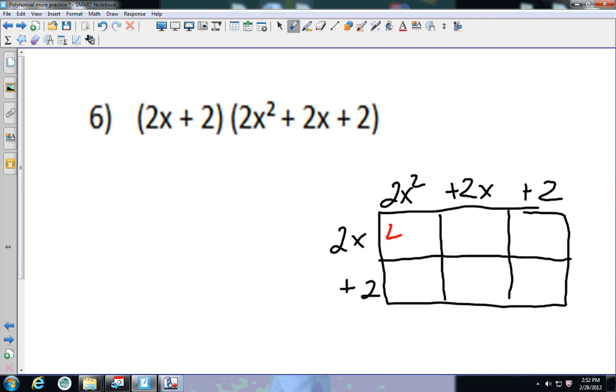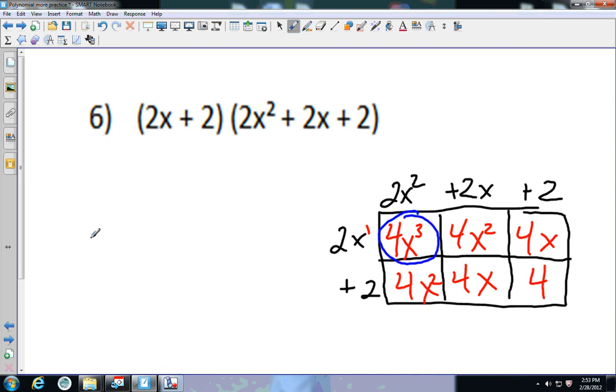2 times 2, 4x to the third. 2x times 2x is 4x squared. 2x times 2 is 4x. Here, 2 times 2x squared, I've got 2 times 2 is 4x squared. 2 times 2x is 4x. And 2 times 2 is 4. Okay. 4x to the third power.